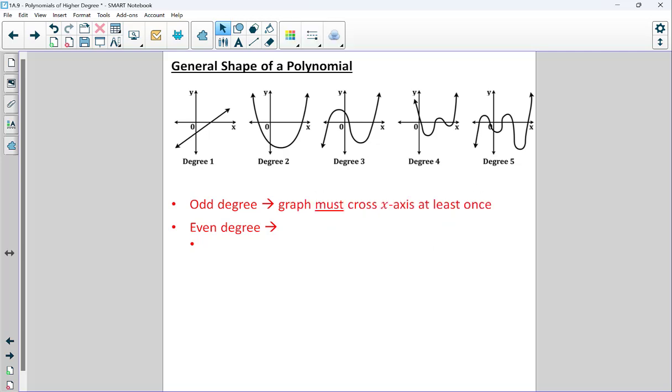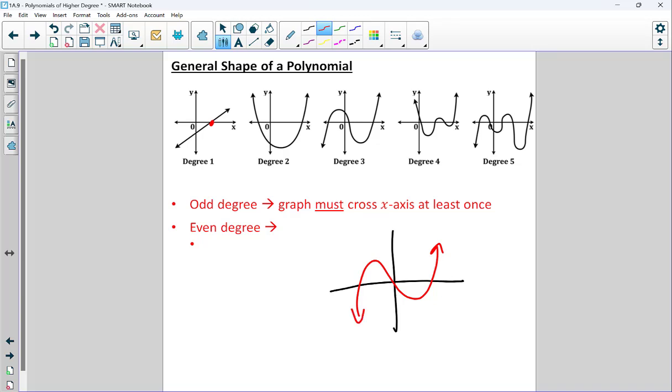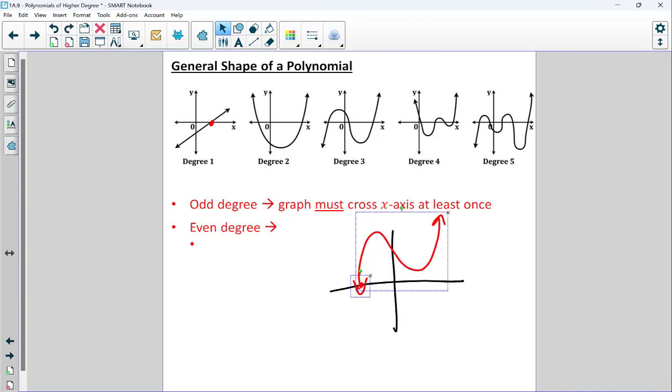So in general, if it's an odd degree function, the graph must cross the x-axis at least once. For every odd degree function, I have to cross the x-axis at least once. Keep in mind, if it's a third degree function, I see 3 x-intercepts here, but I could just as easily draw a curve that only crosses once. This is still a third degree polynomial, but it only has one x-intercept. If it's an odd degree function, you must cross the x-axis at least once. You can cross it more than once, but you must cross at least once.